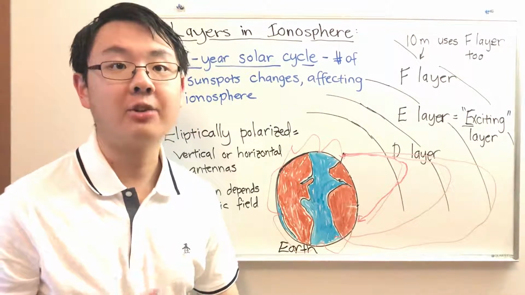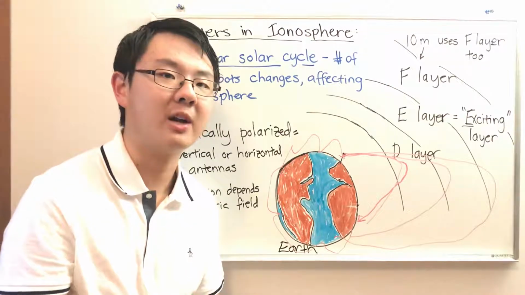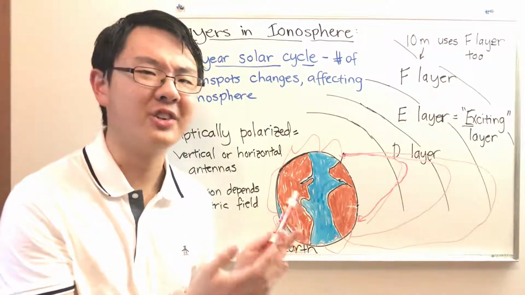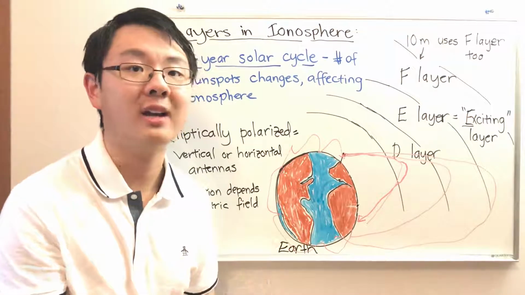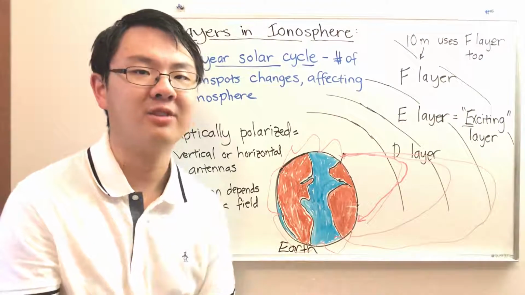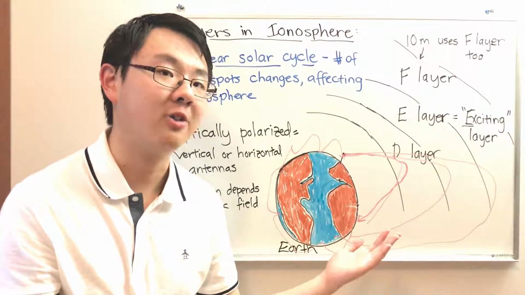So 6 or 10 meters can usually provide long distance communications like this during the peak of the sunspot cycle. And unfortunately, 6 and 10 meters, they're a little sensitive. They need a lot of sunspots to work right. So when you're not at the peak of the solar cycle, which we aren't at right now, 6 and 10 meters don't really do anything. So you can't really bounce them off the ionosphere.